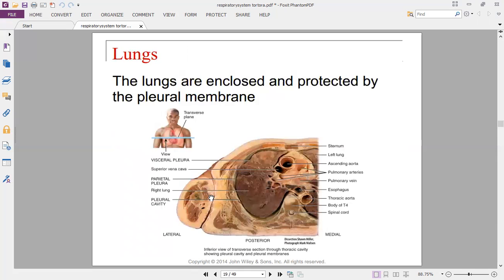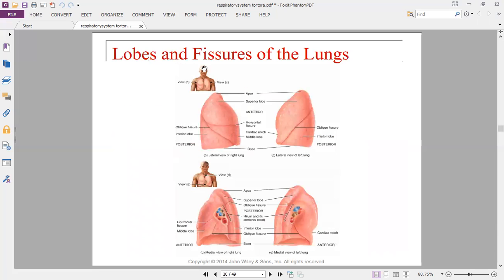So the lungs are enclosed in the pleural membrane. The pleural membrane has pleural fluid in between. When you look at the lateral view of the right lung and the lateral view of the left lung, you can see that the right lung has an apex. They both have an apex. They both have a superior lobe. The horizontal fissure is there together with the oblique fissure.